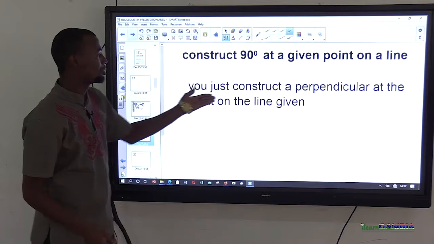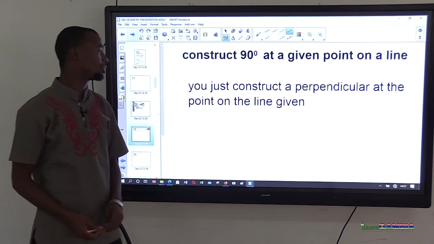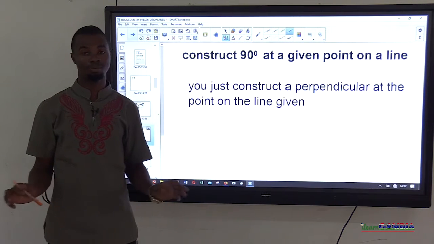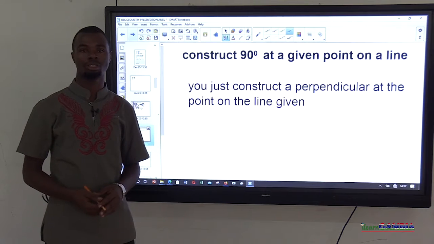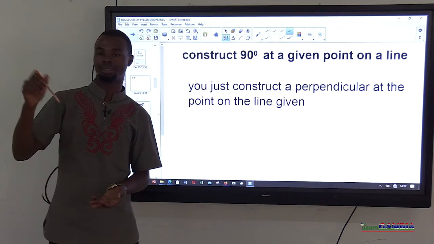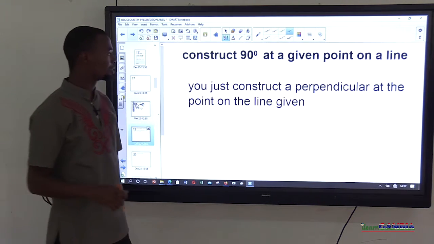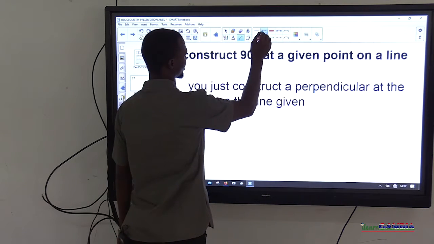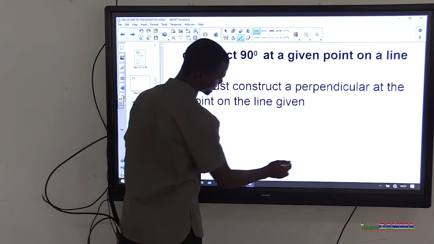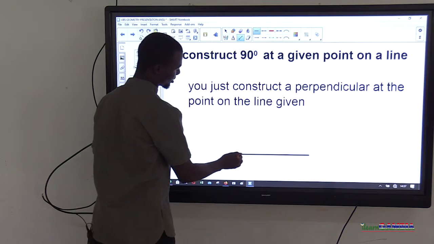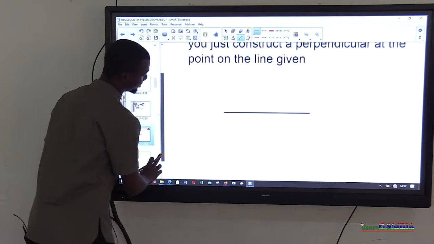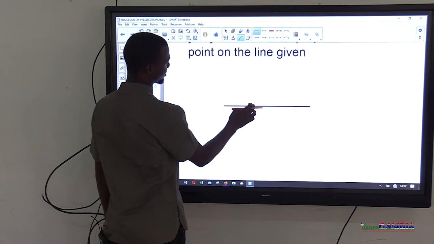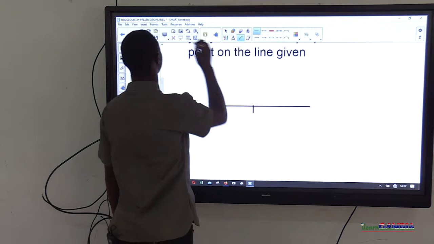So you just construct a perpendicular line to the point on the line. This is simple, as you learned how to construct a line perpendicular to another line at a given point. So we take a line to do that. This is the line. Let me take the line a little down.